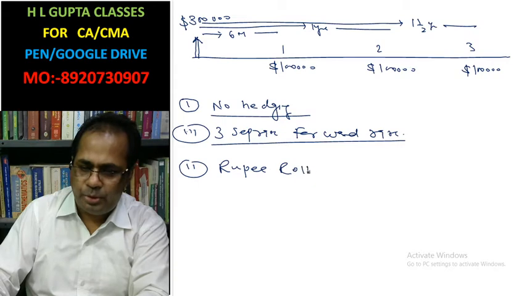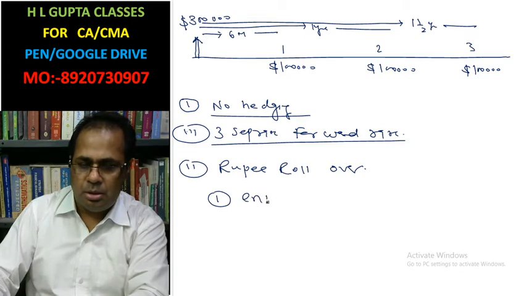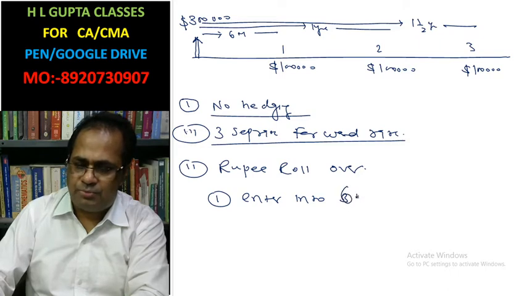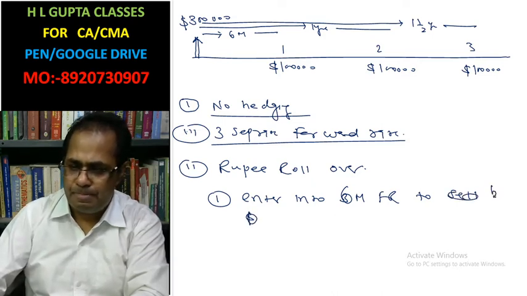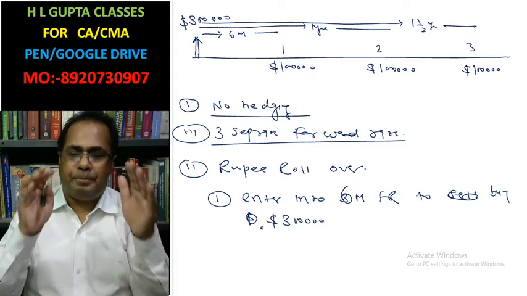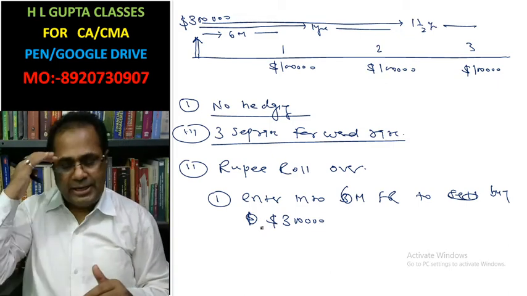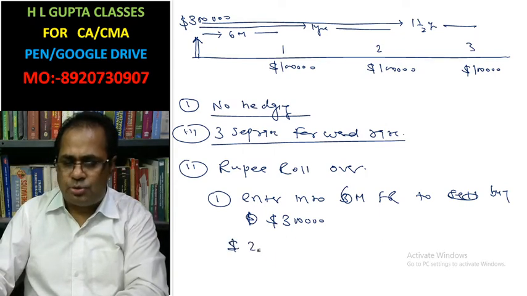Now in the second, rupee rollover. Rupee rollover means first enter into a 6-month forward rate to buy $3 lakh. But after 6 months you have to pay just $1 lakh. In this case the excess $2 lakh is sold at the spot rate.